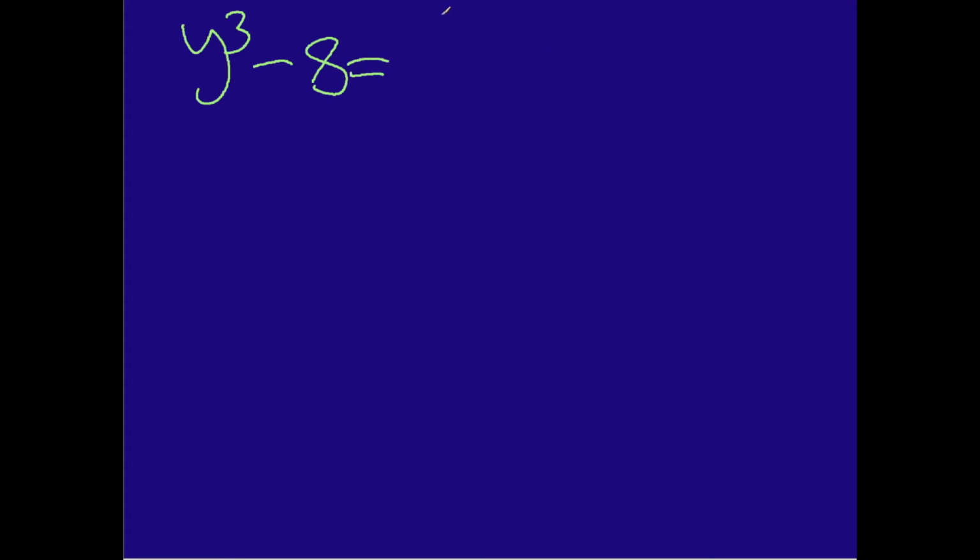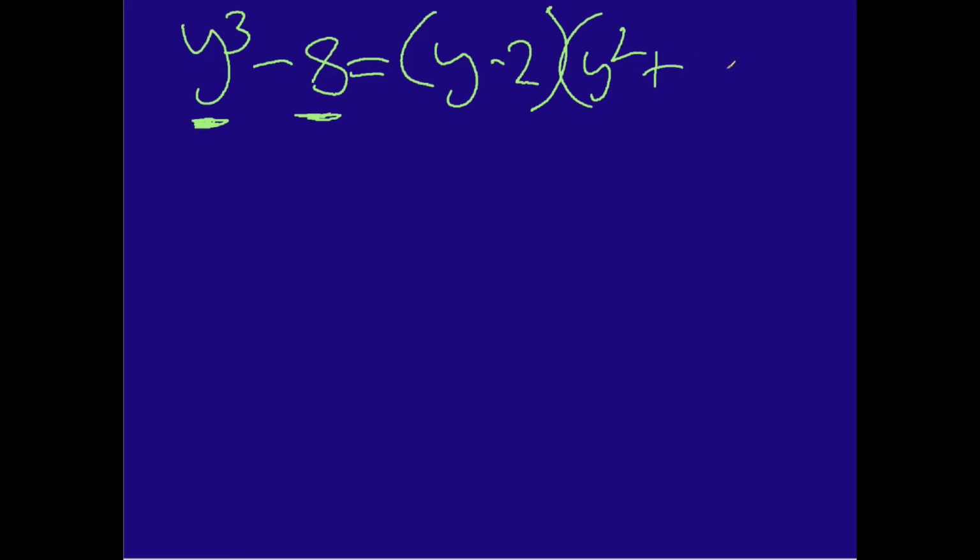In case you forgot the format, I'll just show it to you real quick here. First, inside parentheses, we're going to have y minus 2, because both these values have to be cubed. So if I do negative 2 to the third power, I'll get negative 8, if you will. That's why we're doing that. Followed by that, I'm going to have y squared plus 2y plus 2 squared, like so.